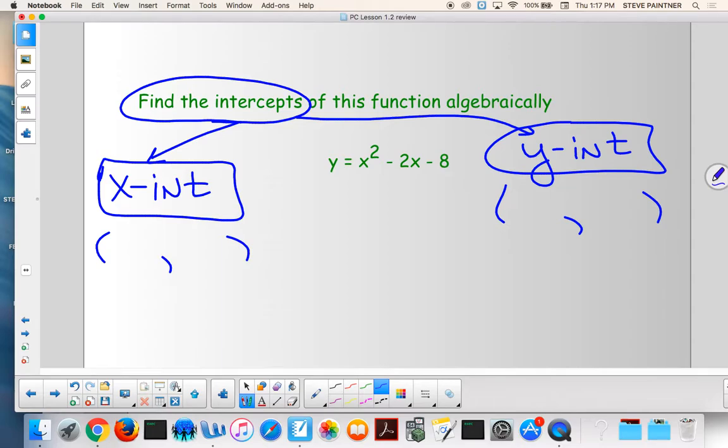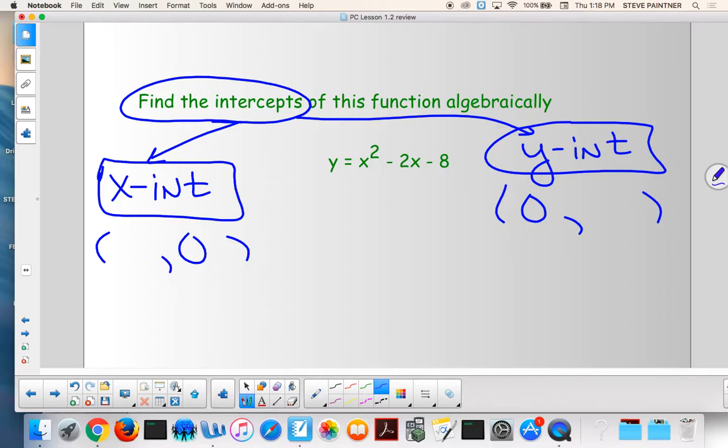Just tell me something about the x-intercept. What do you know about the x-intercept? Y is 0. There you go. Tell me something about the y-intercept. X is 0. That's a hint. Now go get them.